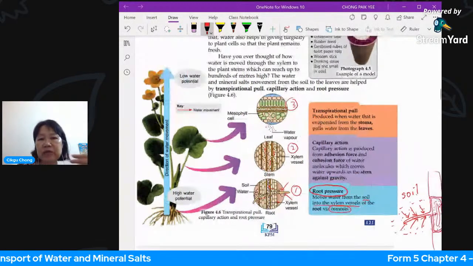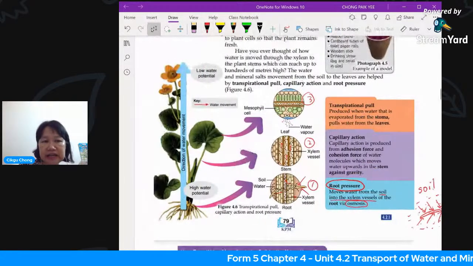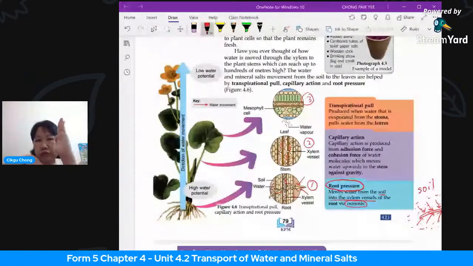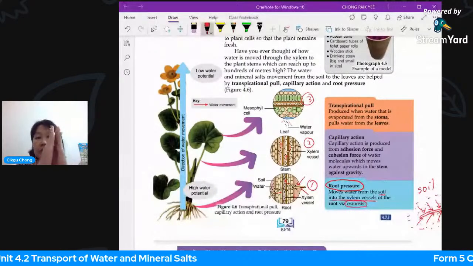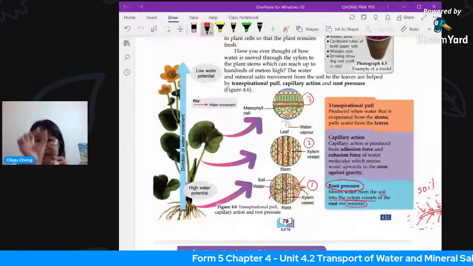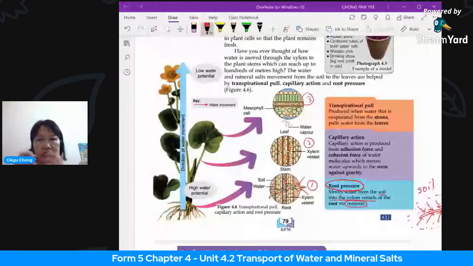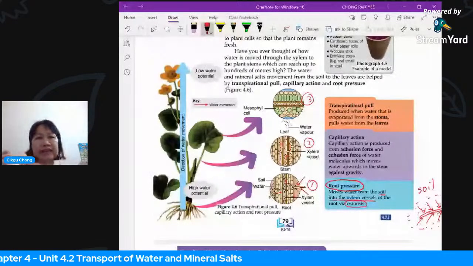The second one is capillary action, which is talking about water moving up the stem. The first one is in the roots, that is root pressure. After the water comes into the roots, it's going to be transported up, isn't it? So you have the stem. The action that pulls the water up is called capillary action. Water pulls water because of the two forces we call cohesion and adhesion. Later on, look at it.